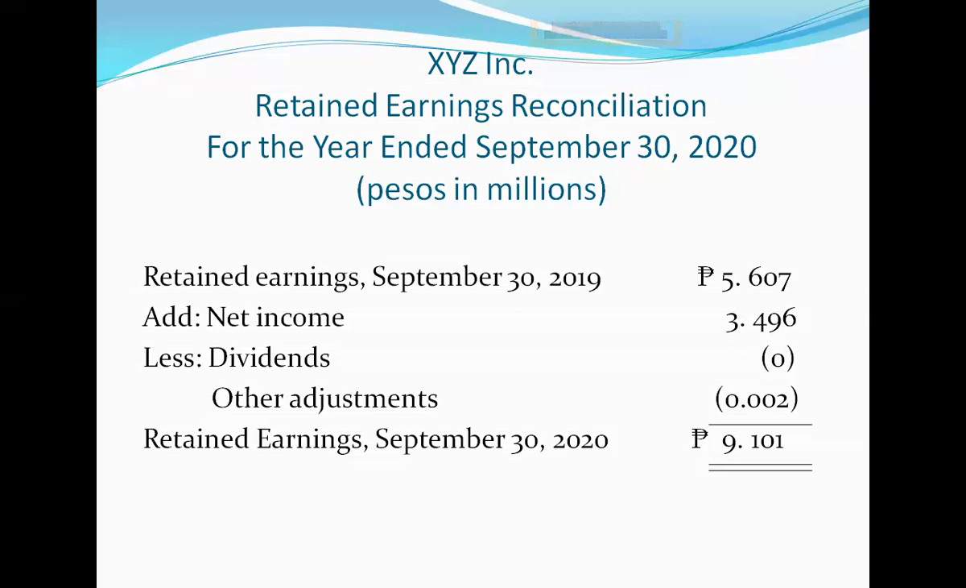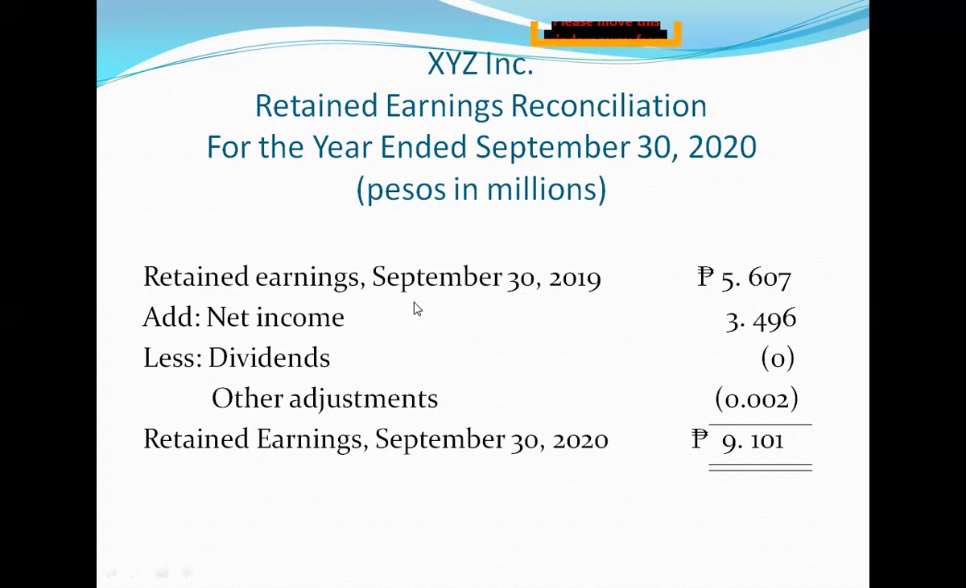Retained earnings are updated each period and reflect cumulative income that has not yet been distributed to shareholders. This figure shows XYZ Incorporated retained earnings reconciliation for 2020. Now, in the absence of transactions with stockholders, like stock issuances, repurchases, and dividend payments, the change in stockholders' equity equals income or loss for that period.